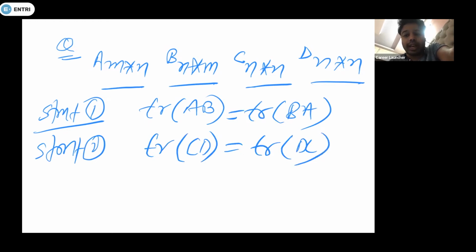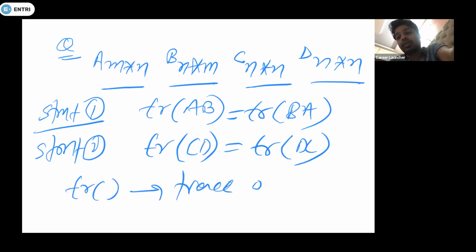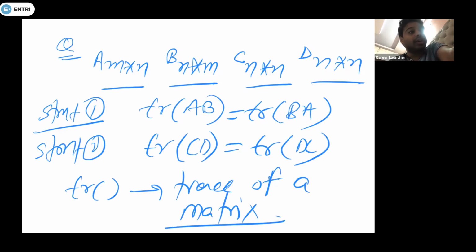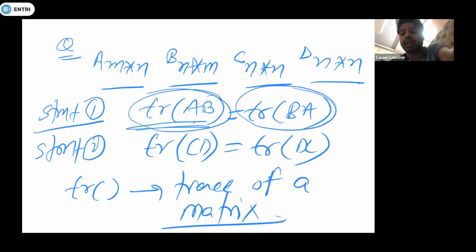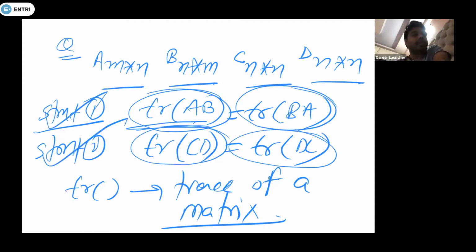Here TR represents the trace of a matrix. So both of these statements are correct: trace of AB is the same as trace of BA, and trace of CD is the same as trace of DC. Four options are given: statement 1 is correct but 2 is wrong, 1 is wrong but 2 is correct, both correct, both wrong. So C is the correct one, both are correct.